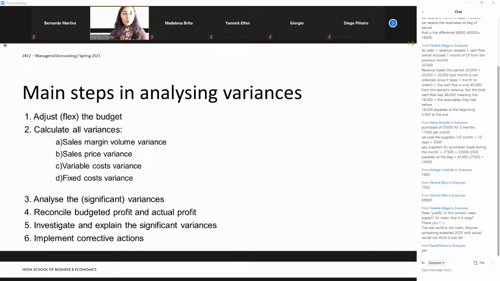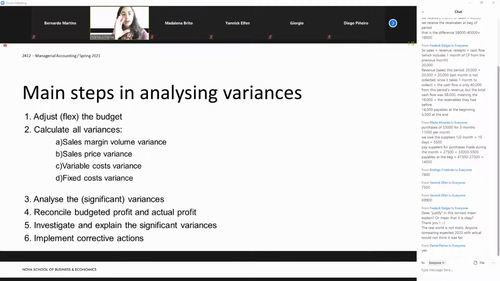Now we want to analyze the variances, and we have here the steps that we use to analyze them. The first step we did already, which was to flex the budget. And then we have to calculate the different variances, and I will give you the formulas later. So we will calculate the sales margin volume variance, the sales price variance, variable costs variance, and fixed cost variance.